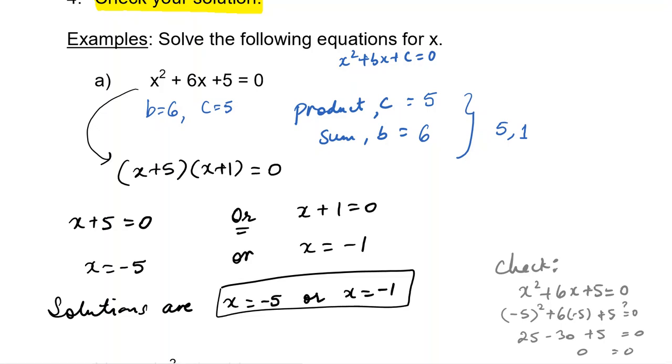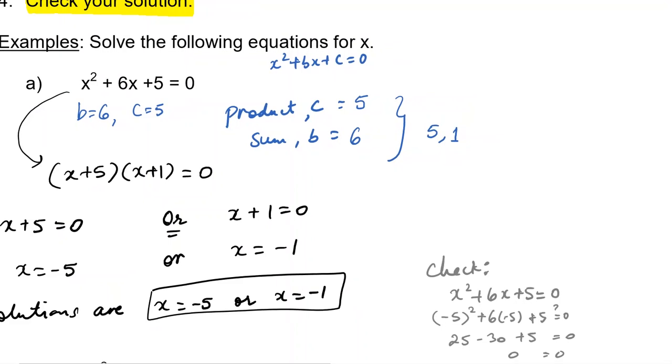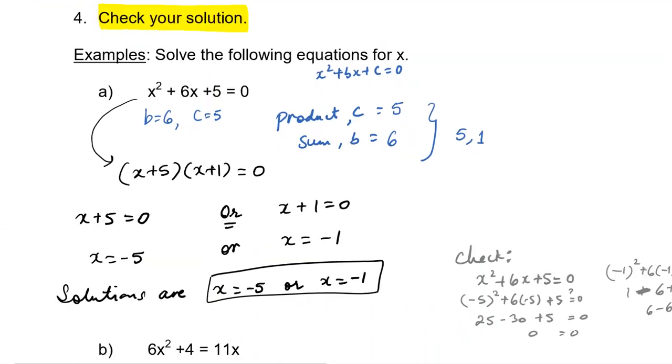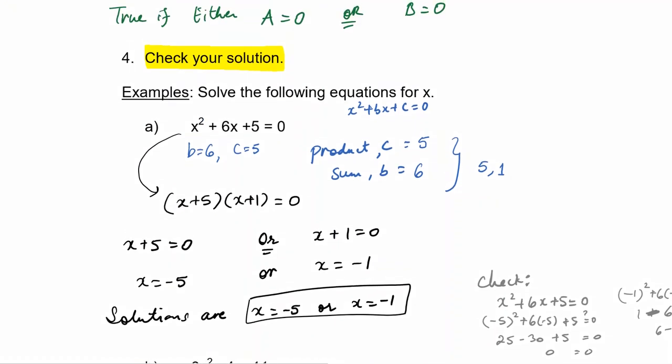Similarly, you can plug in negative 1 and see if it is still true. So if I put negative 1 squared plus 6 times negative 1 plus 5, I get 1 minus 6 plus 5. So I still get 6 minus 6, which is 0. So yes, both of these solutions work.